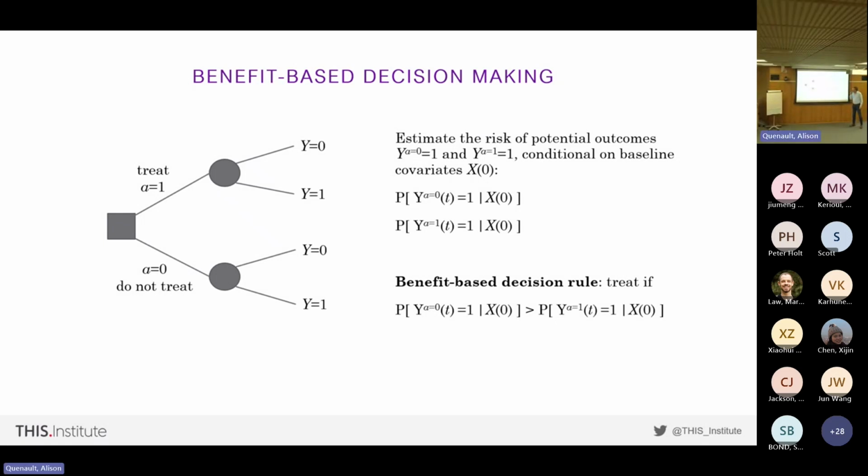So just going back to the decision scenario that we saw before, in the traditional approach we would base this decision purely on the risk threshold, whereas here we would focus on the benefit associated with the treatment. So we would treat if the risk associated with not treating is higher than the risk associated with treating. Sorry, it's a slightly different notation than I had on the previous slide.